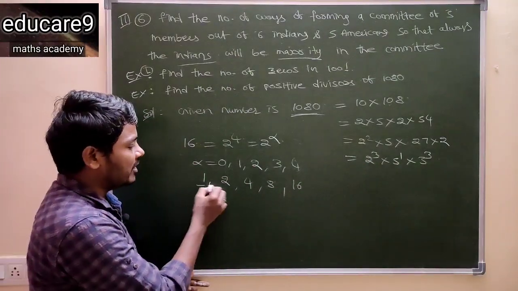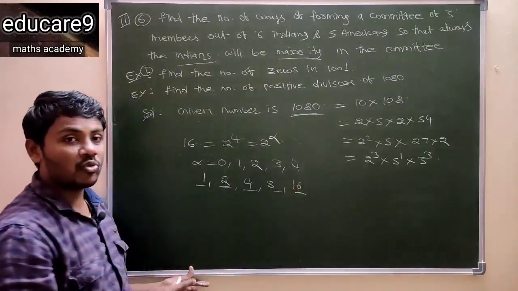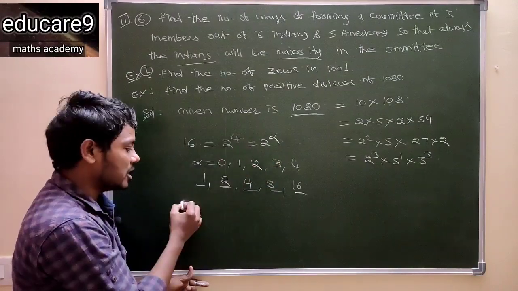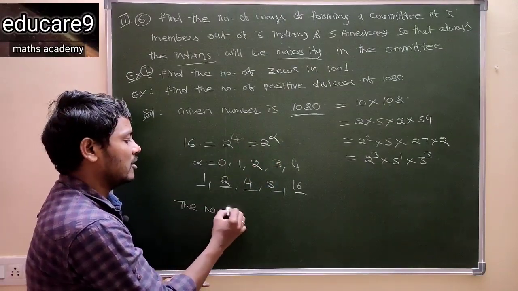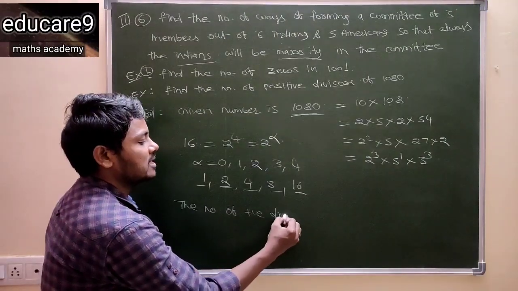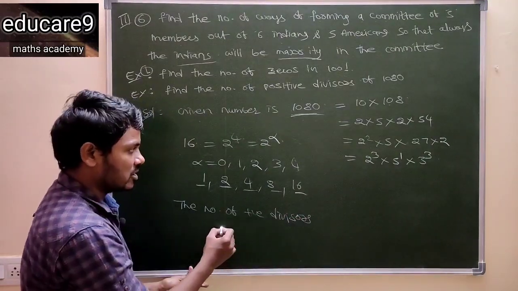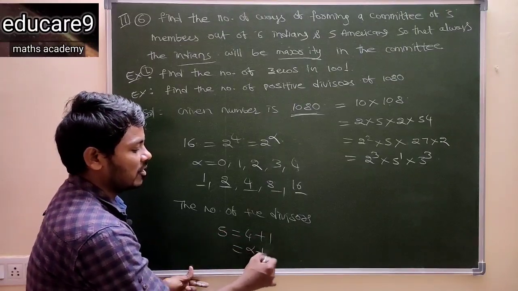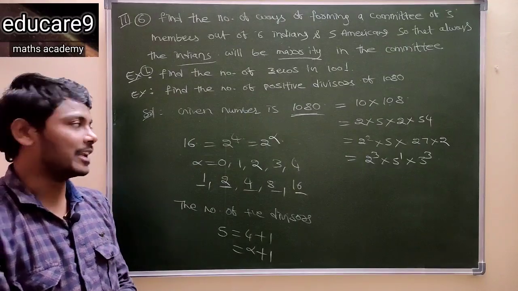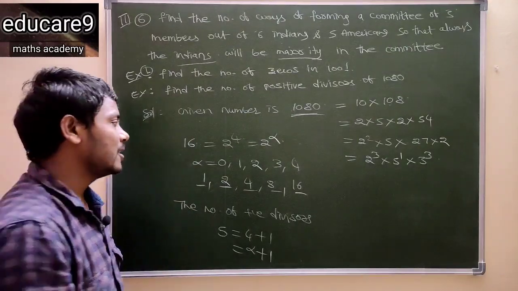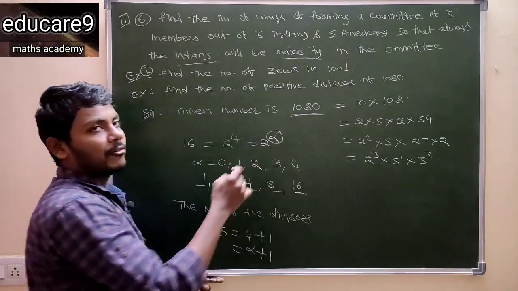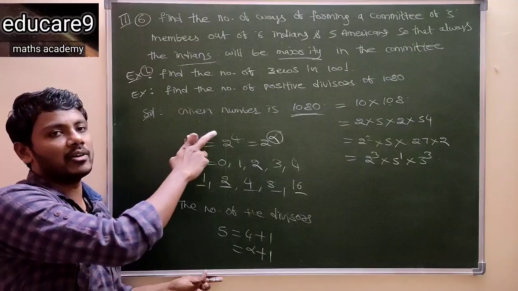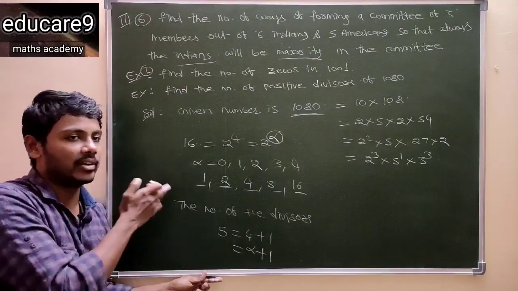So how many divisors are there? A total of 5 divisors. Simply, alpha is 4, so the number of positive divisors is equal to 5. Simply that is 4 plus 1. This is alpha plus 1. So clearly the number of divisors is the power of the prime factor plus 1. That gives the number of positive divisors of the given number.